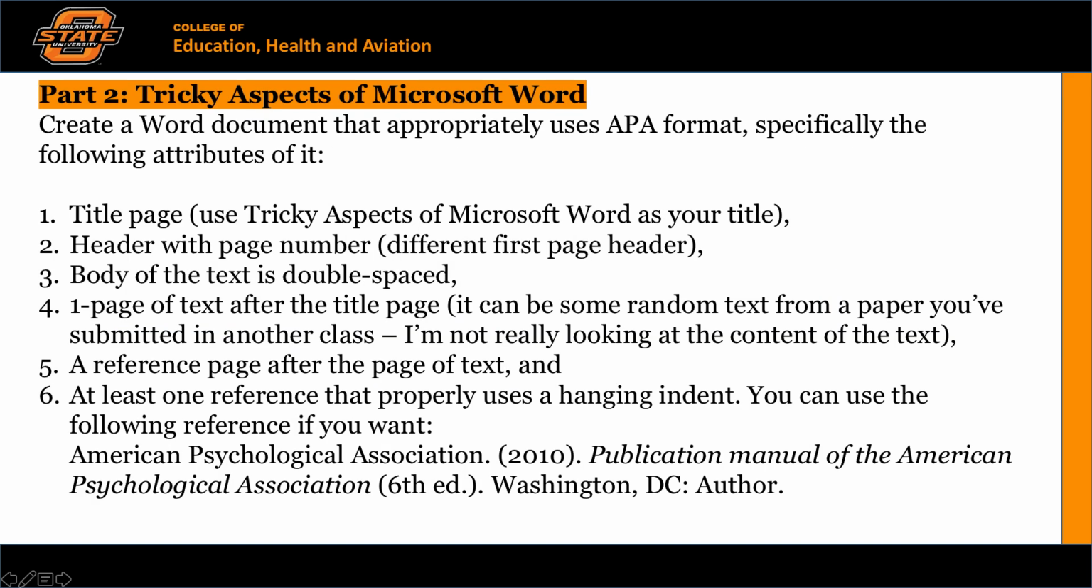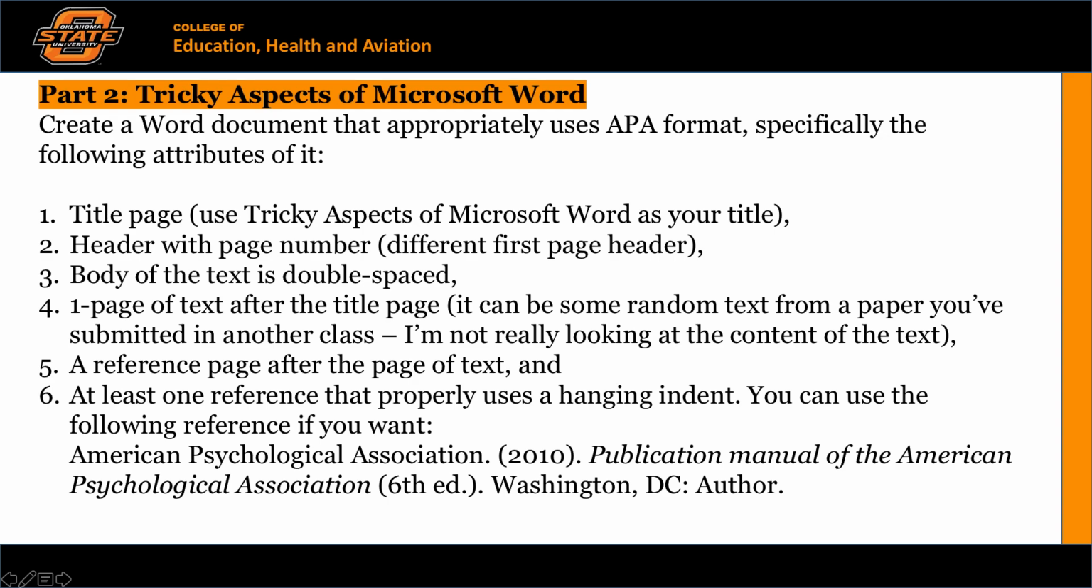All right, so part 2 is the Microsoft Word assignment, and it has you formatting a Word document in APA format, while you practice some of the trickier aspects of Microsoft Word, or more realistically, some of the most commonly misused or even neglected aspects of Microsoft Word. So you'll be expected to create a title page, a header with page numbers, and a different first page, which is an APA thing. It used to be an MLA thing, but they changed that a while back.